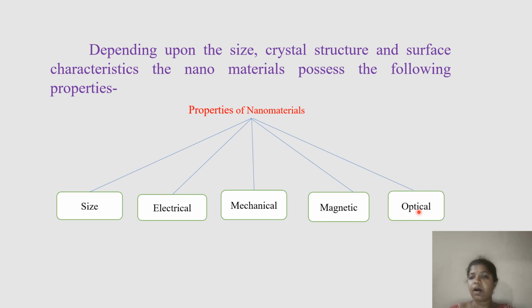And the last one is optical properties. Nanomaterials can show optical nature depending upon the size of the particle. For example, silicon nanowire exhibits photoluminescence characteristics, and indium phosphide can exhibit photoluminescence character.